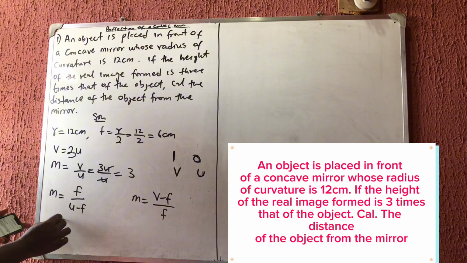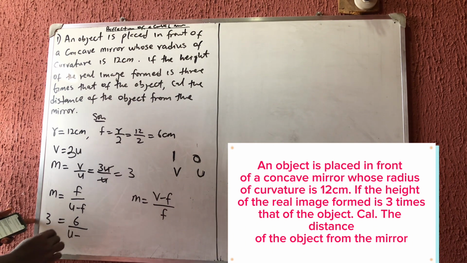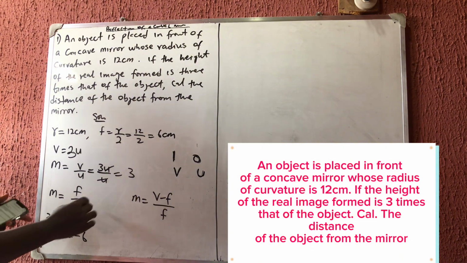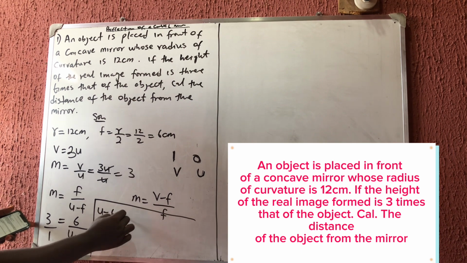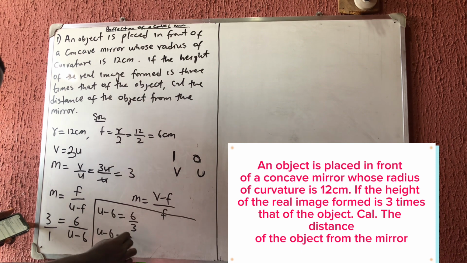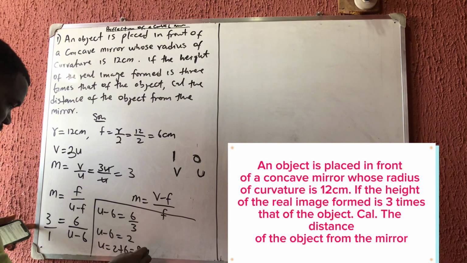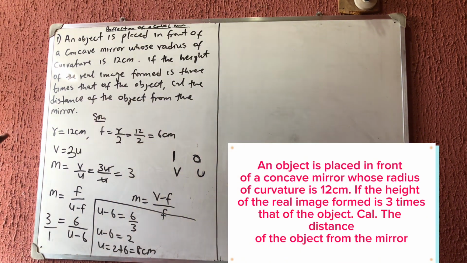So this is equal to, my F is 6 over, I'm looking for my U, my magnification is 3. I'm looking for my U minus my F, which is 6 again. So if I cross multiply, I'm going to have that U minus 6 is equal to 6 over 3. So U minus 6 is equal to 2. Then my U will now be 2 plus 6, which is equal to 8 cm. So the object distance is 8 cm.